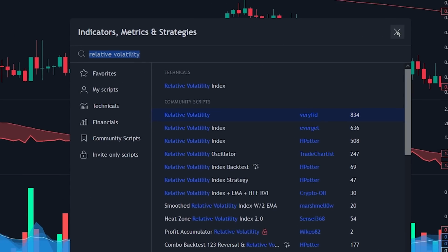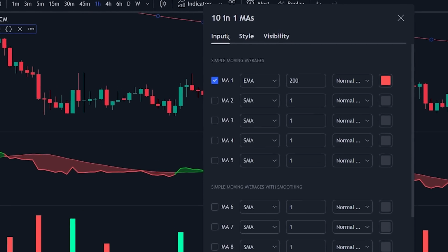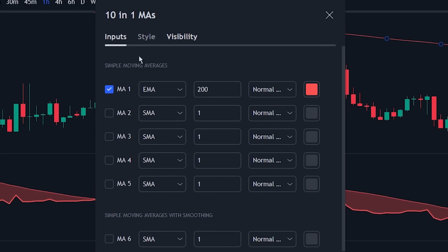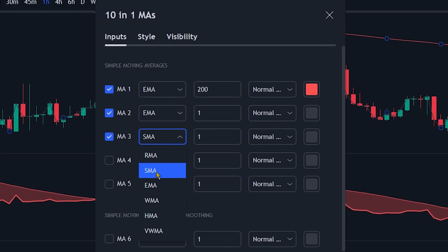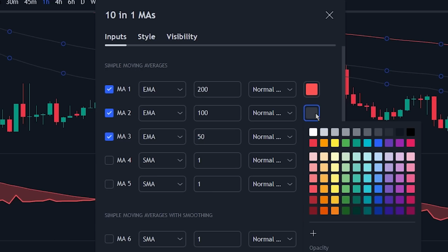Now let's change the indicator settings. First, head over to the Moving Average indicator settings and click on the Inputs tab. We will be adding 3 EMAs to the chart. This means that we will add one 50-period EMA, one 100-period EMA, and finally one 200-period EMA. Make sure to also change the colors of the EMAs to make it easier to see.